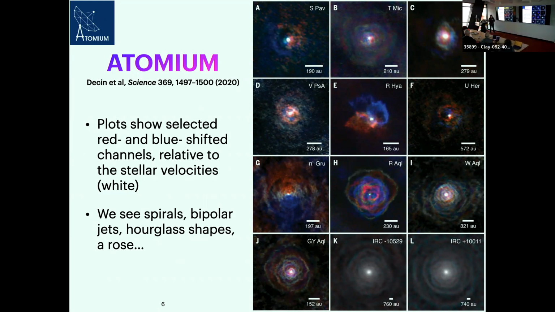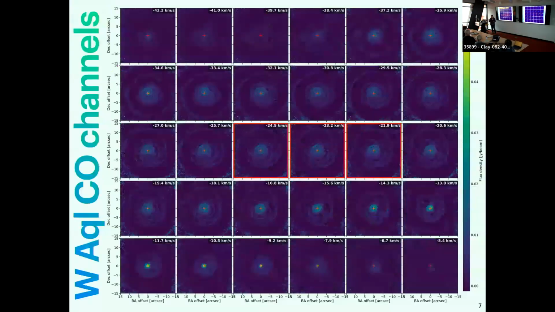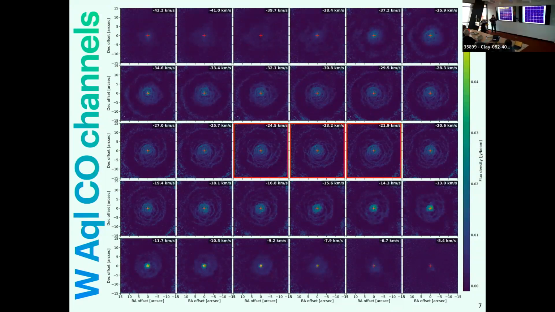So I will start off by talking a little bit about W Aquilae, which is a star I have studied extensively. I should say also this plot, this is all CO that we're looking at here. Now I'll show the full channel maps for CO for W Aquilae. This is also a higher spatial resolution than the previous image. You can see there's things that could be spirals, there's all sorts of arcs, it's all very chaotic.